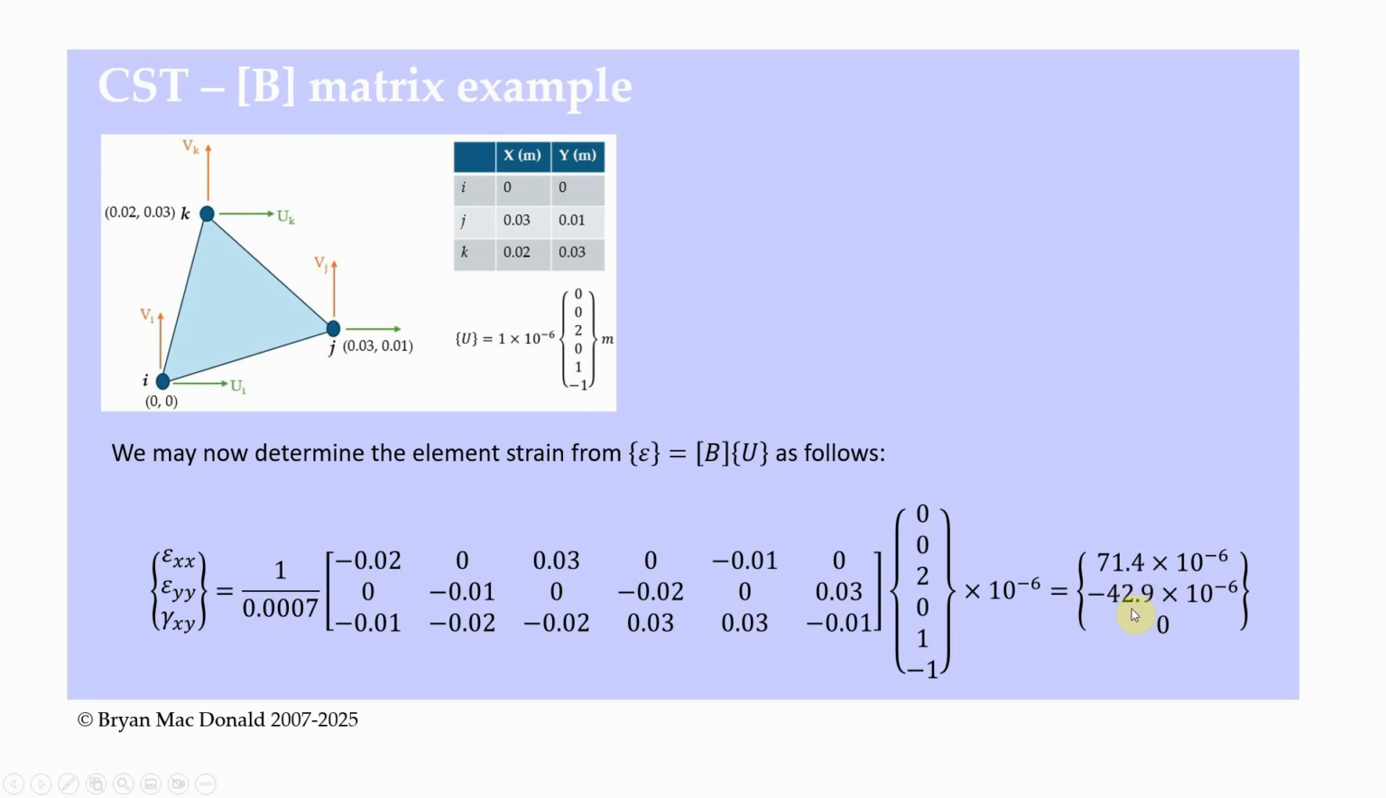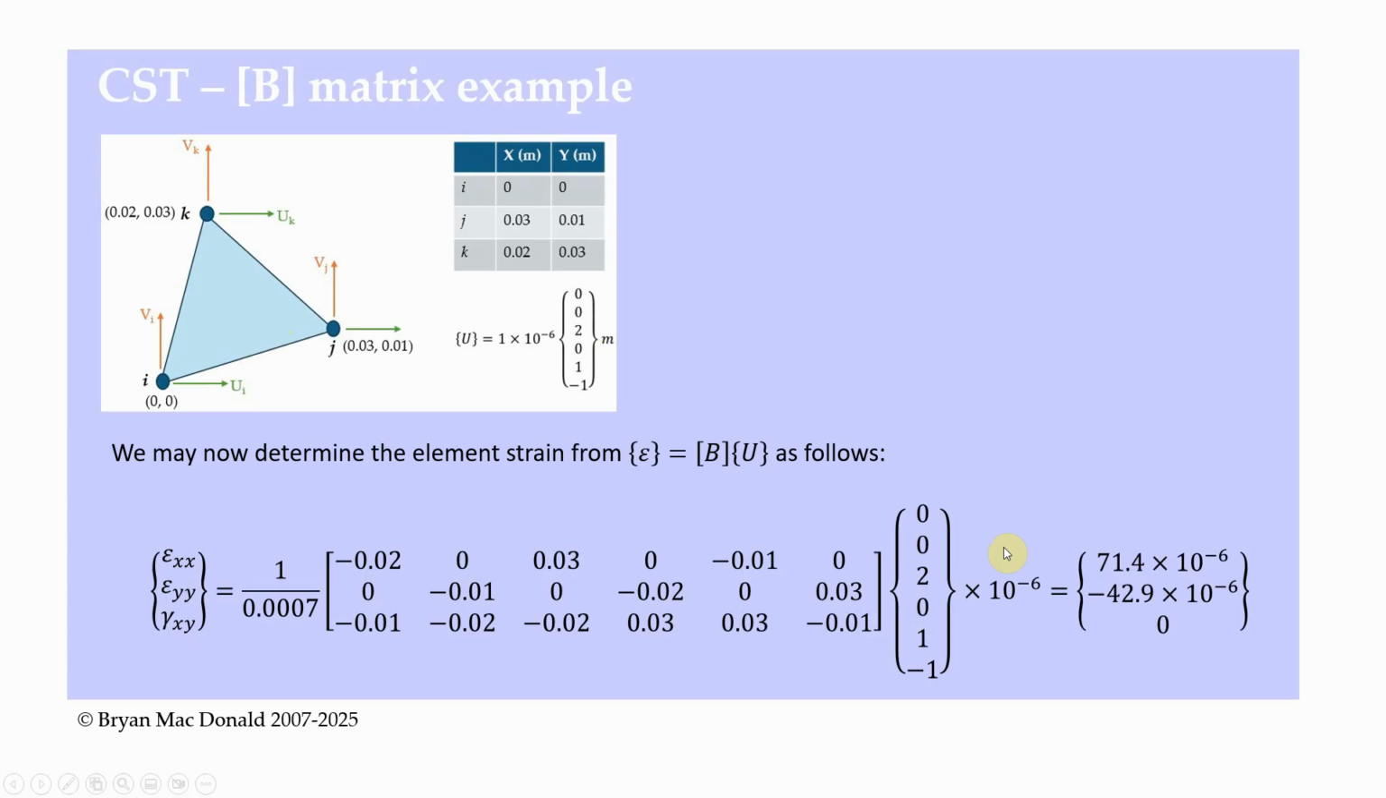Again, if we take a look at what's going on in this element, that means we have a positive strain in the X direction and a negative strain in the Y direction. So in other words, this triangle will flatten a little bit, okay? It won't be as tall after what's happened, and it'll have stretched that way. And if you look at the displacements given, that makes an awful lot of sense.